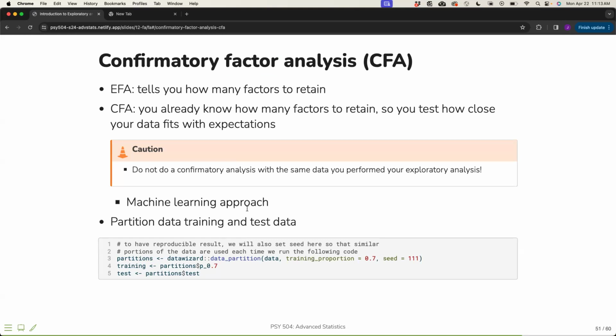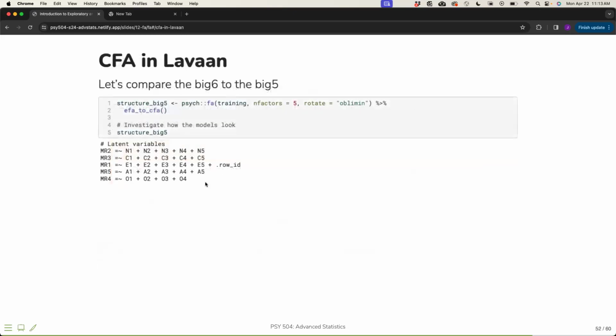And here what we can do is we can have our training data set where we perform our exploratory factor analysis and then use the test set to do our confirmatory factor analysis, which I think is a really useful method. However, we need to have lots of data here. So that's the one caveat of using this approach. But here we have lots of data.